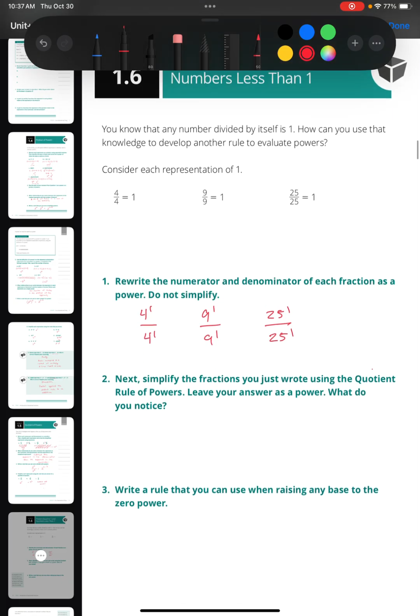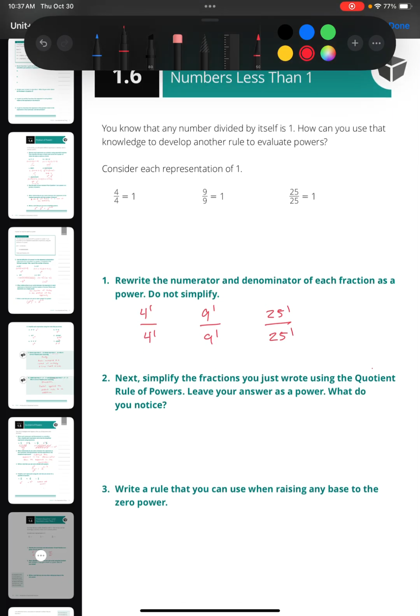Now, if we simplify that using our rule where we just subtracted our exponents, on each one of those, 1 minus 1 gives us 0. So 4 to the 0, 9 to the 0, 25 to the 0. So we can conclude any base raised to the 0 power ends up with a result of 1. So any base to a power of 0, the result is 1.